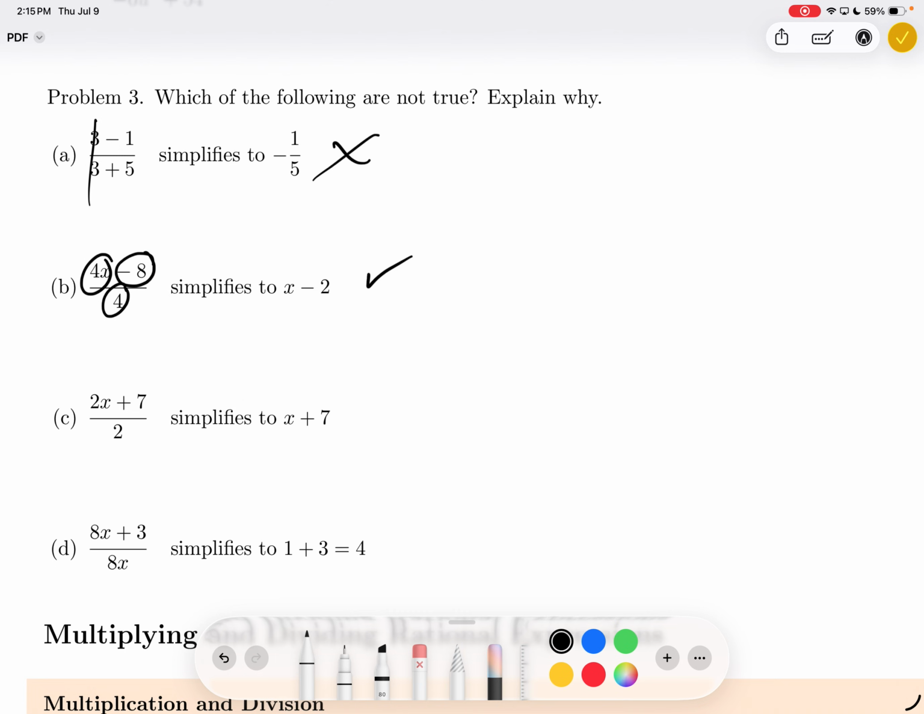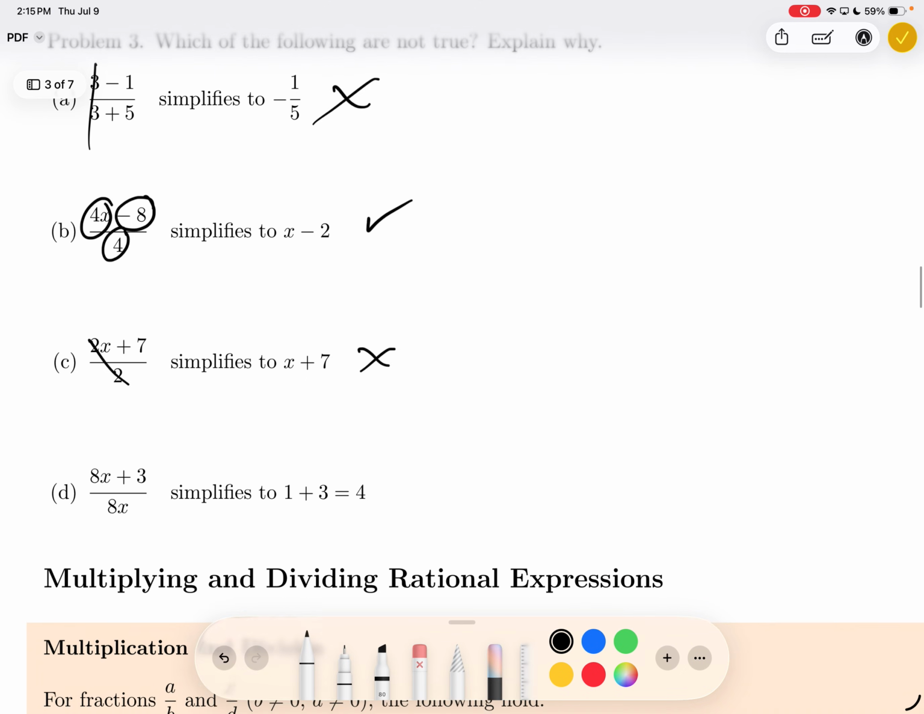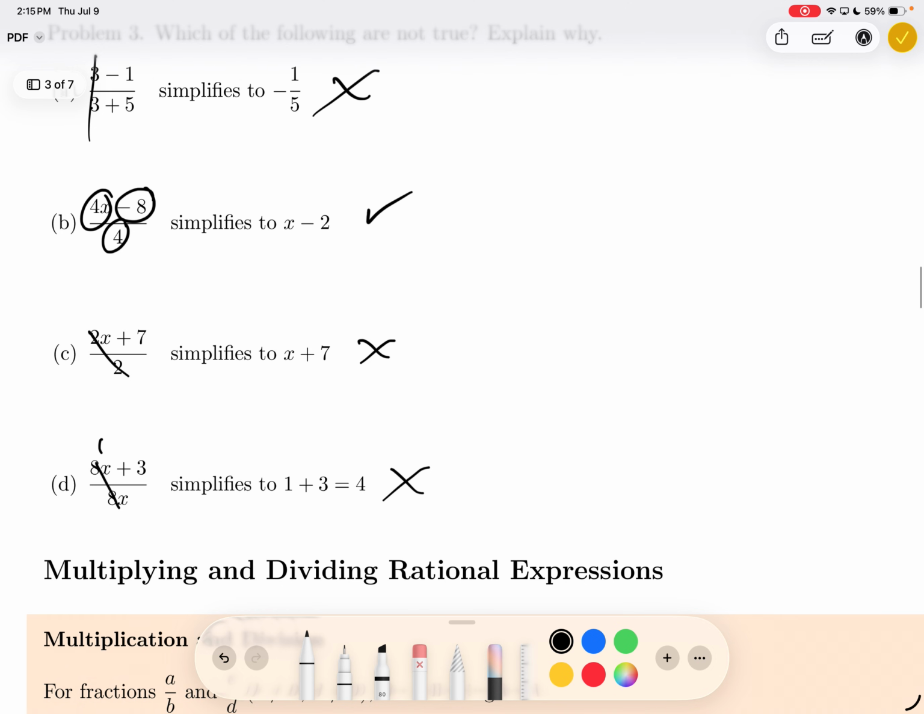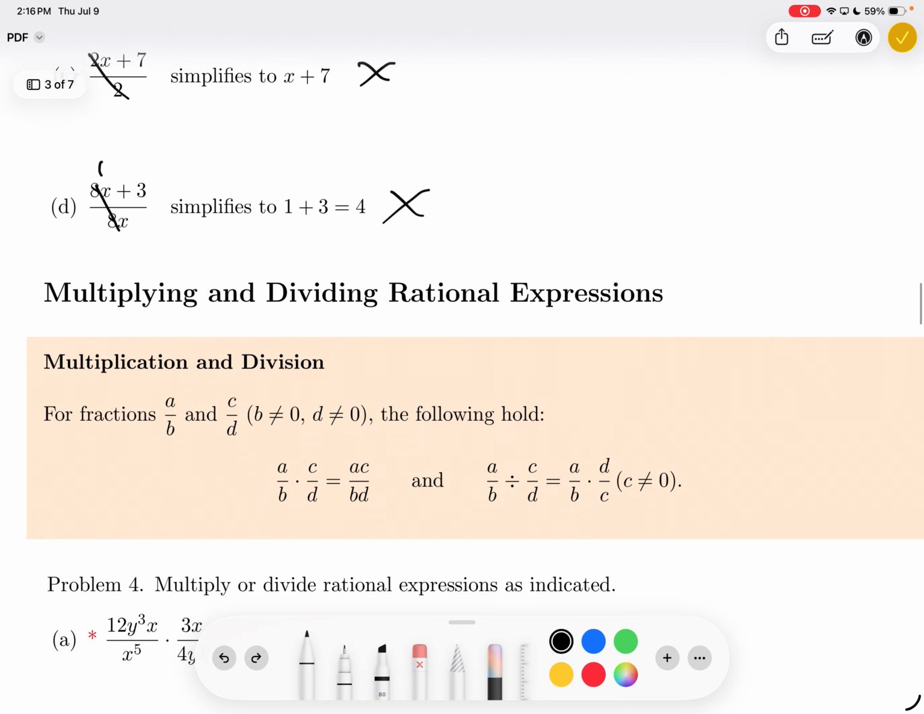This one's good. This one, they just cross out the 2. You cannot do that, because you still have 7 divided by 2. 7's also being divided by 2. And this one, I don't even know what they did. They didn't just cross these out. They made it 1. So they did like 8x divided by 8x is 1. But then you still have 3 divided by 8x. You can't do that. Okay, so the only thing you can do is when all 3 terms are divisible by something. But we'll keep saying that. All right.